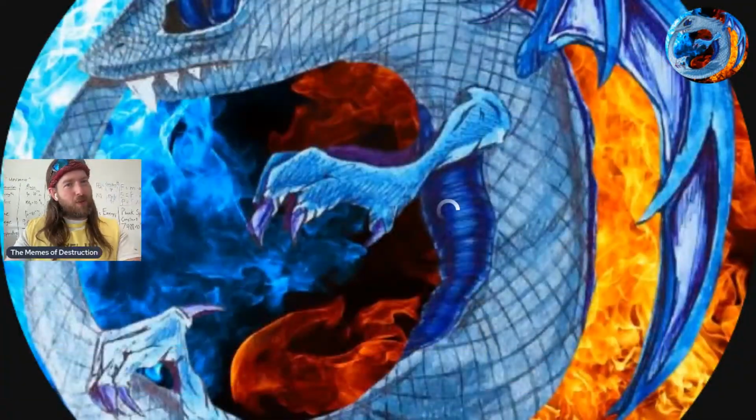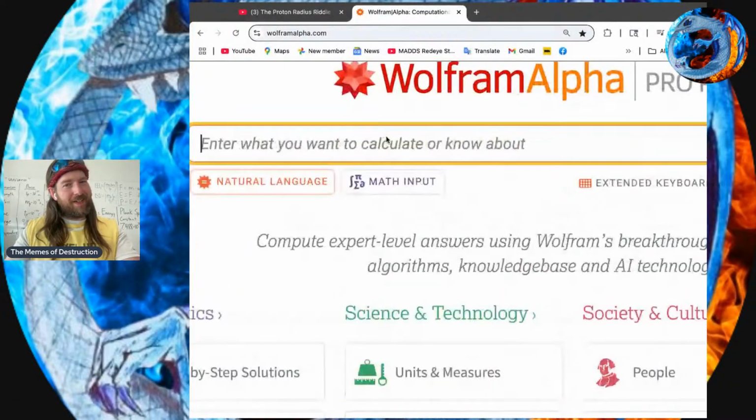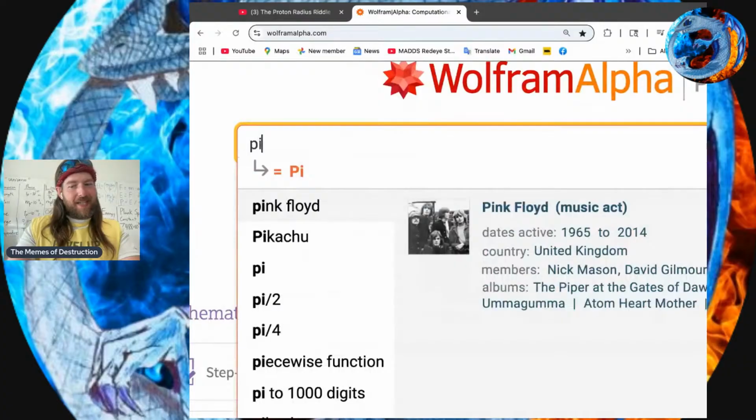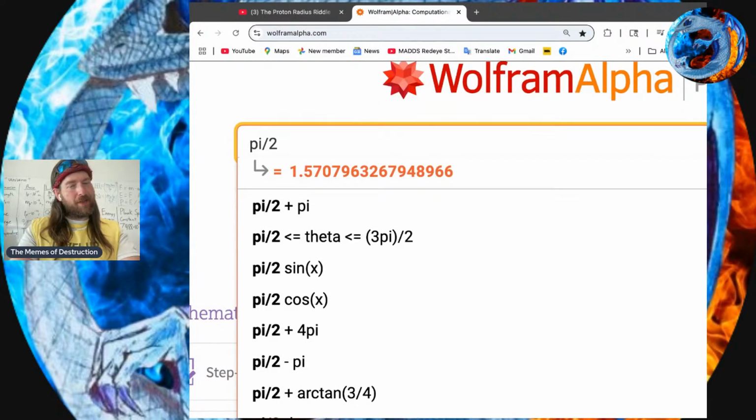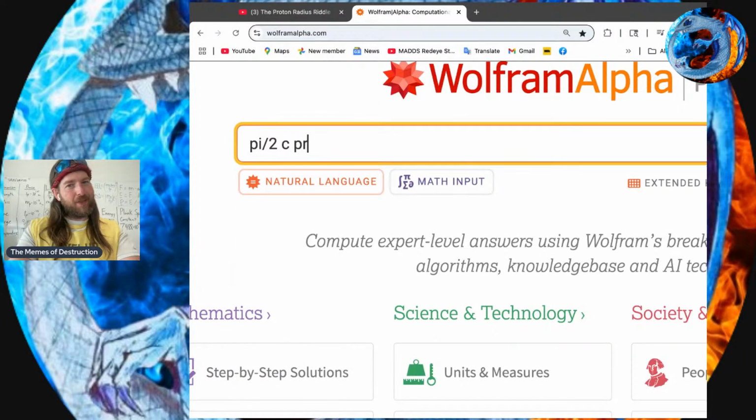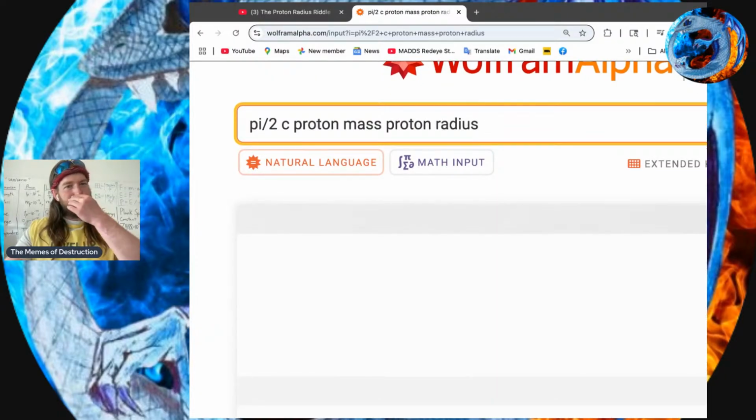So let's go to precisely what that would give us. Let's bring it up here, our good friend Wolfram Alpha. If we go to Wolfram Alpha, we'll take that expression: pi divided by 2, times c for the speed of light, then the proton mass, and then the proton radius. Okay.